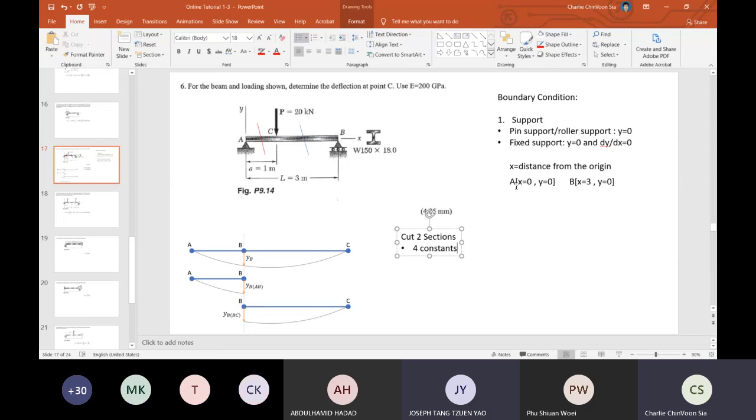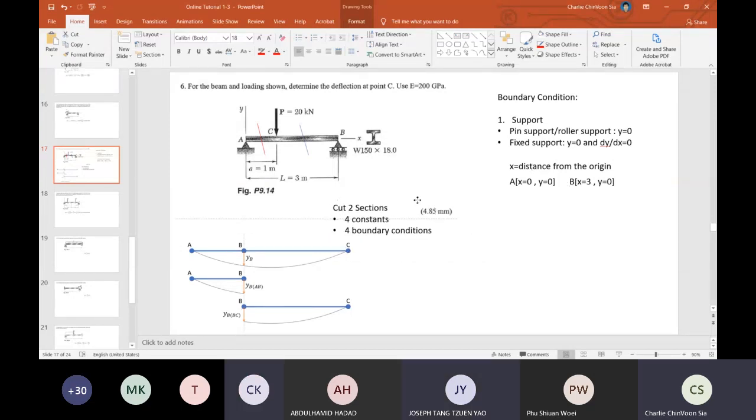If we have four constants, which means we need how many boundary conditions? Four boundary conditions. So for this one, we need four boundary conditions. Back to the question, from the support we are only able to generate two boundary conditions. So how do we get another two boundary conditions? That's the question.